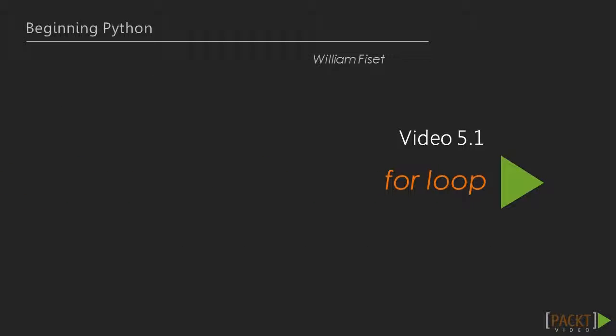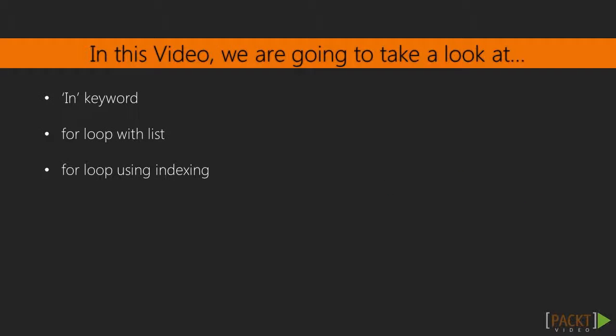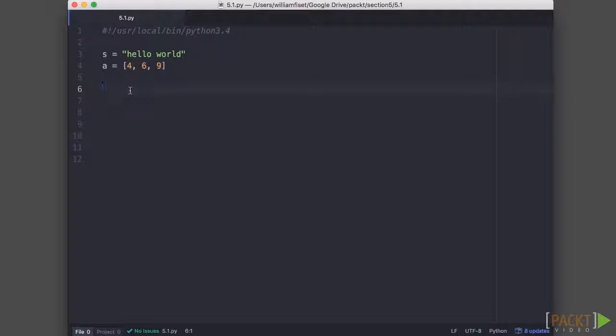In this video, we are going to have a look at how to use a for loop. To do this, we're going to learn a few things: what the in keyword is, how to use a for loop with a list, and additionally, how to use a for loop using indexing. Let's begin by having a look at what the in keyword can do for us.